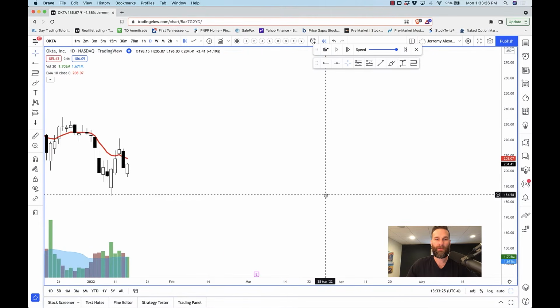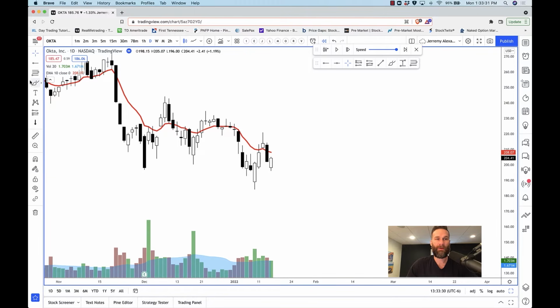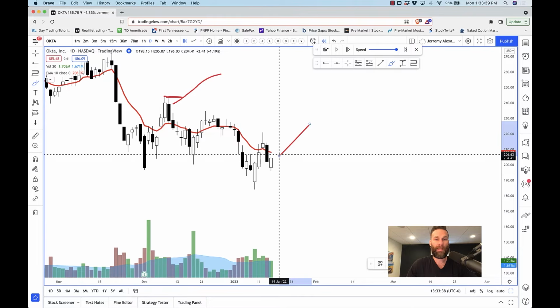Here's a bull candle that closed below the 10 EMA. Was there a bear candle that previously closed above the 10? Absolutely. The last one was right there. Notice we never went above that candle, so you wouldn't have gotten triggered in. No big deal. Here's a bull candle closing below the 10.